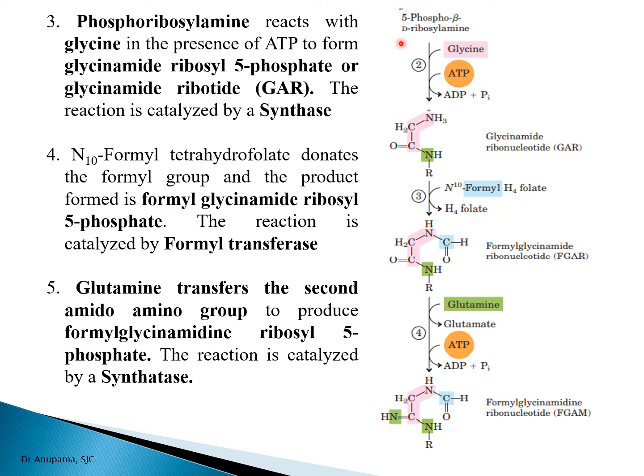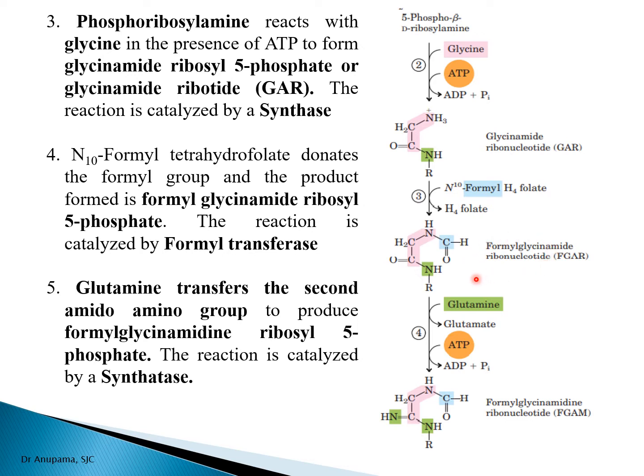In the third step, phosphoribosylamine reacts with glycine in the presence of ATP to form glycinamide ribosyl 5-phosphate or glycinamide ribonucleotide, abbreviated as GAR. The next step involves N10 formyl tetrahydrofolate. The N10 formyl tetrahydrofolate donates the formyl group, and the product thus formed is formyl glycinamide ribosyl 5-phosphate or formyl glycinamide ribonucleotide.